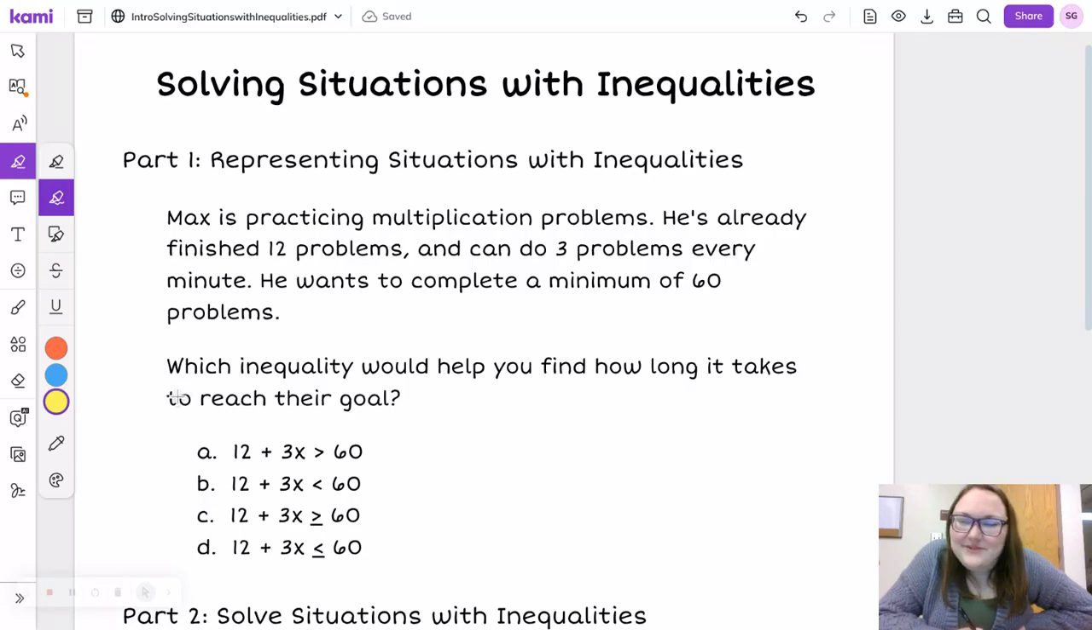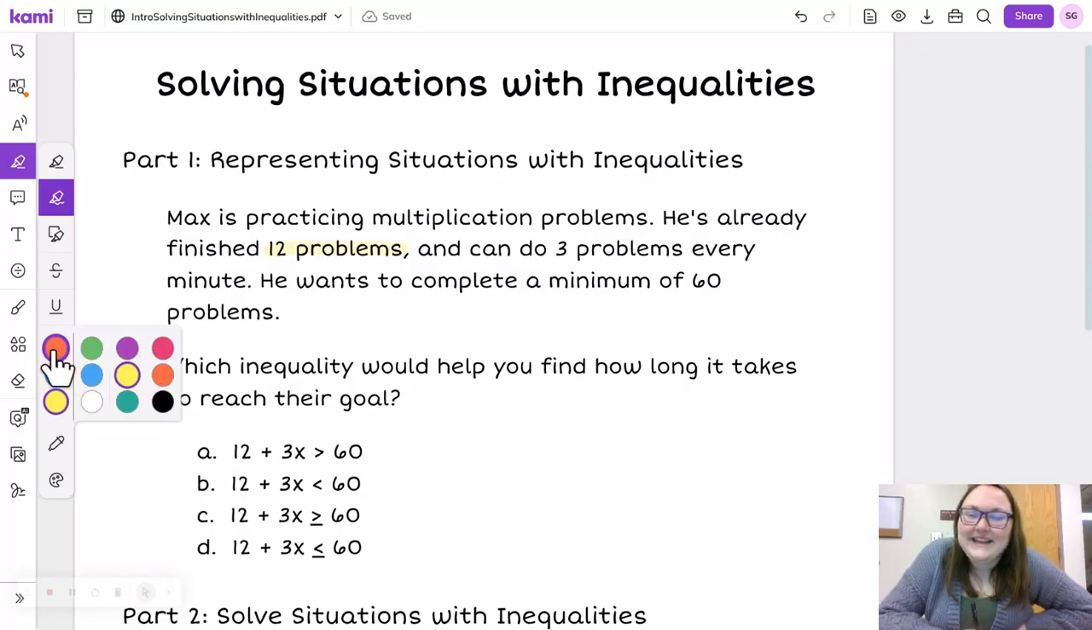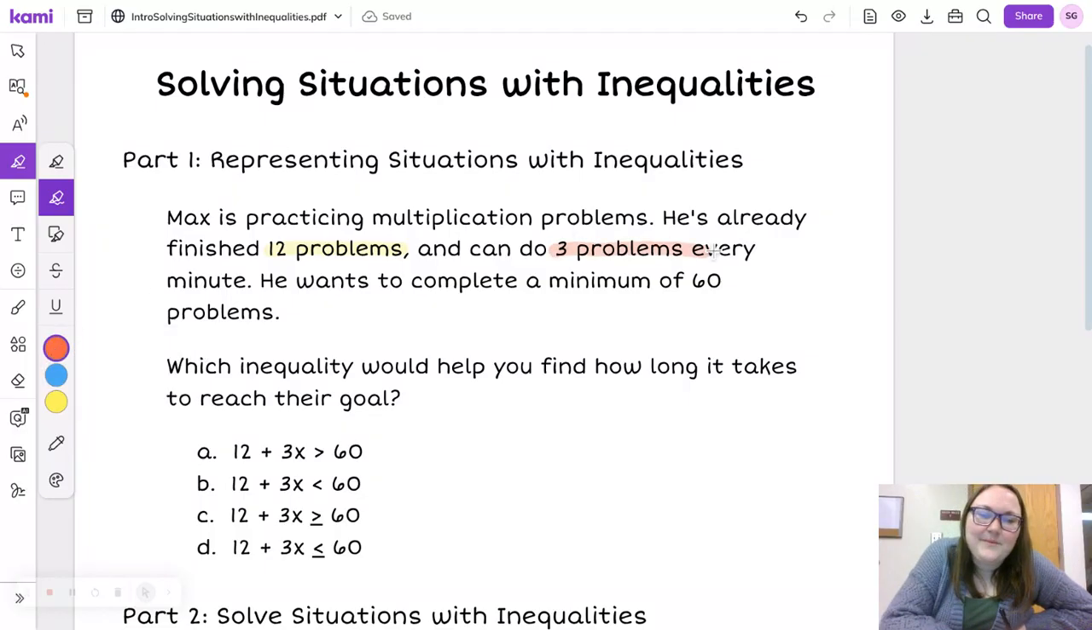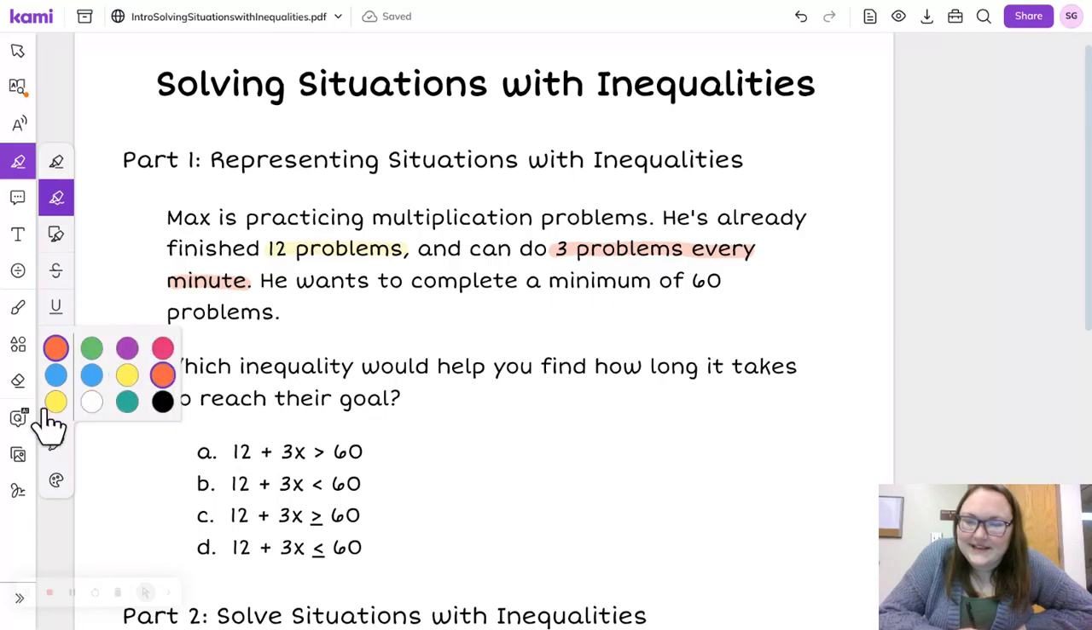So after you read through it, you see it's about Max who's practicing multiplication problems. We are told that he already has finished 12 problems, so that's how many he has done at the beginning. And then he is doing 3 problems every minute. When we look at our options for our inequalities, all 4 of these start the same way, showing that he's starting with 12 problems already done.